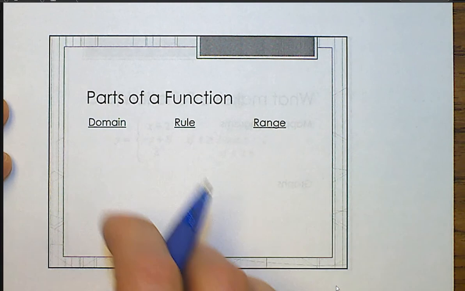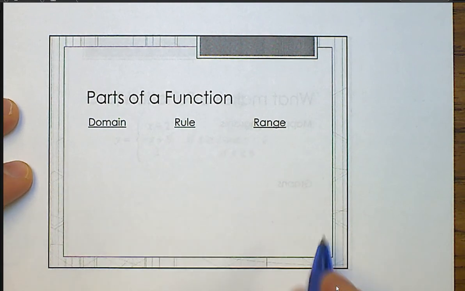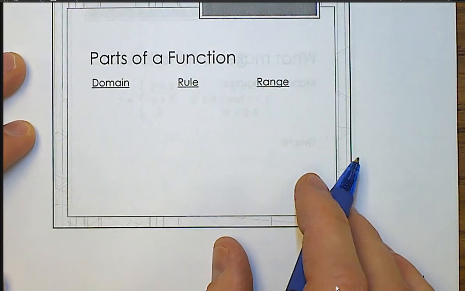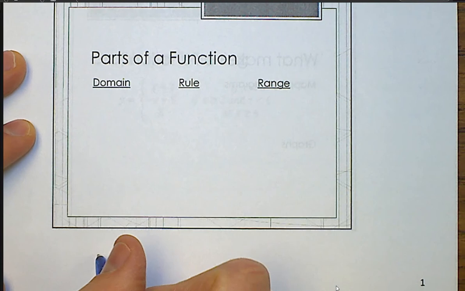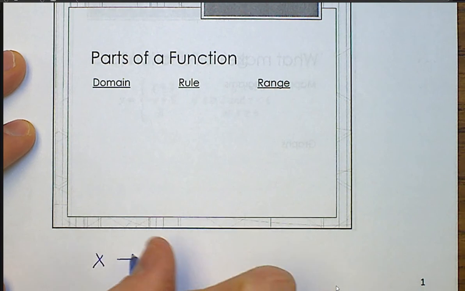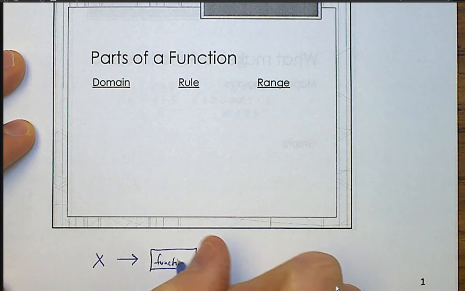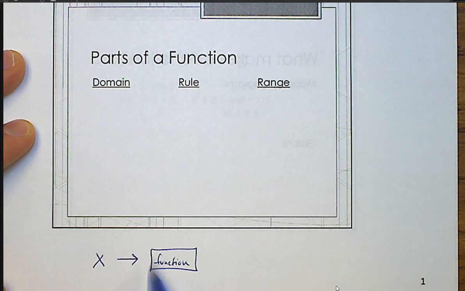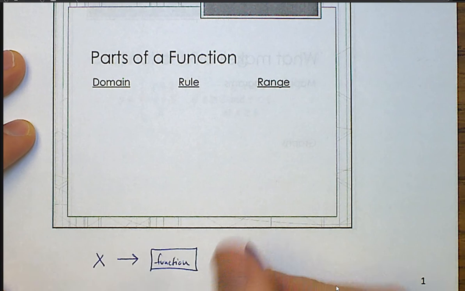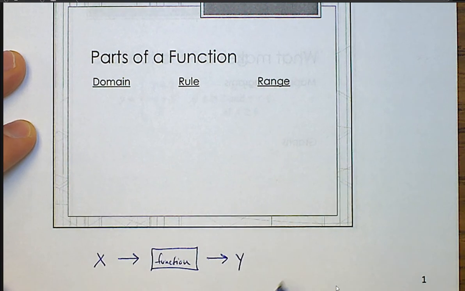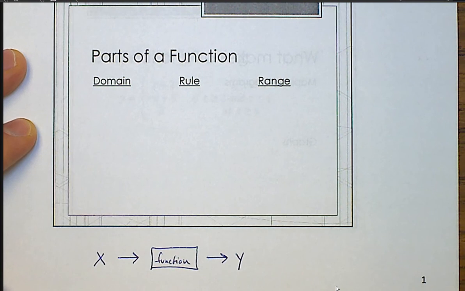So parts of a function. You have the domain, the range, and the rule. A good analogy for a function, and I might have used this before, is you take your x values, you plug them into said function, and something happens during the function where you plug the x in, and you get your y value out. Okay? That's the basic idea of a function. We'll talk about some of the rules here in a second in terms of what functions need to be.